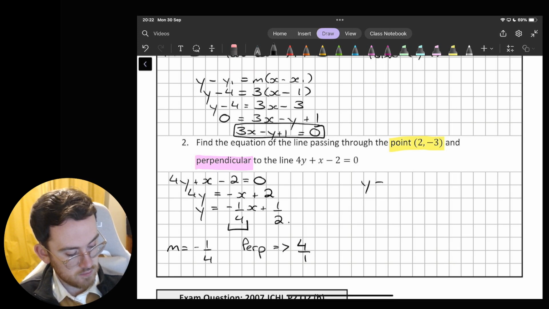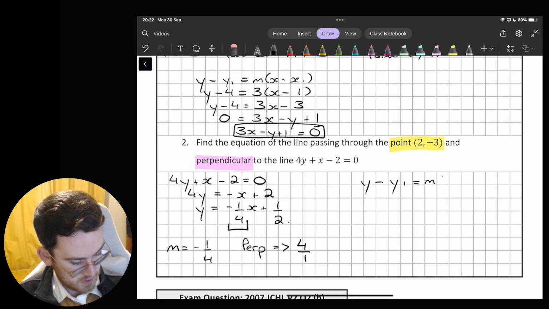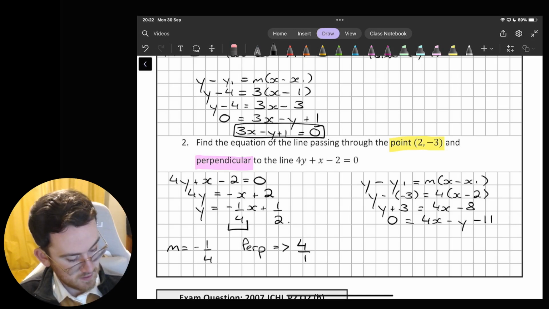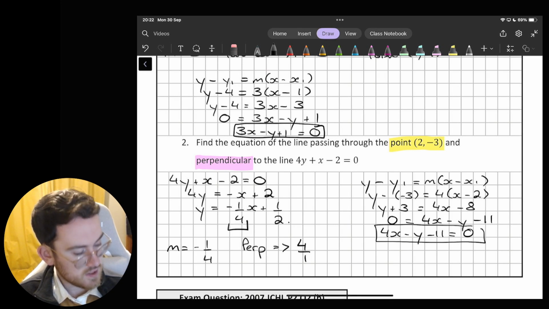So using then my y minus y1 equals m times x minus x1, we can fill in the values. y minus 3 equals 4 times x minus 2. y minus 3 equals 4x minus 8. Bringing everything over to the right hand side, and then adjusting to rewrite it all on the left hand side.